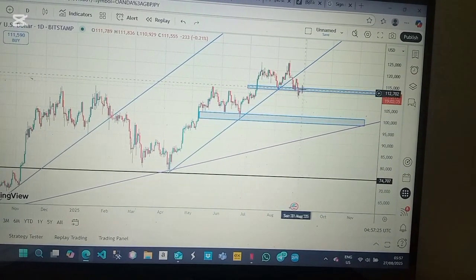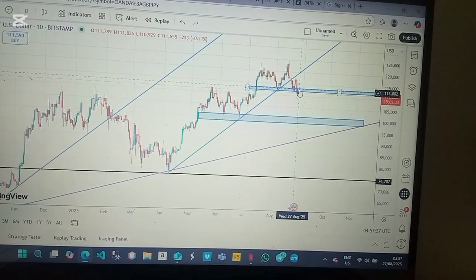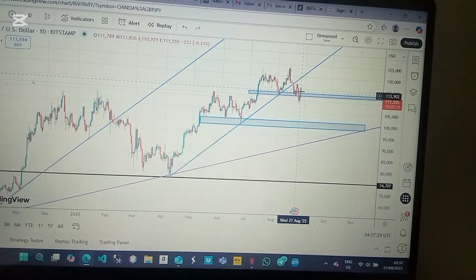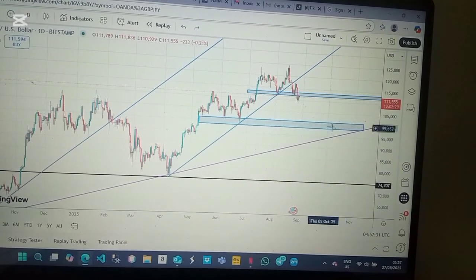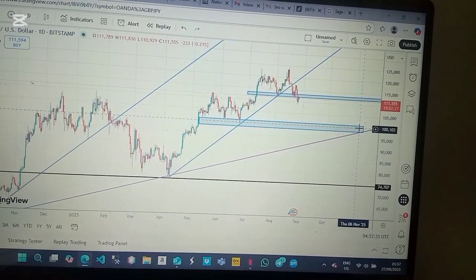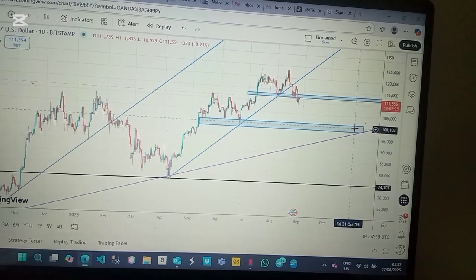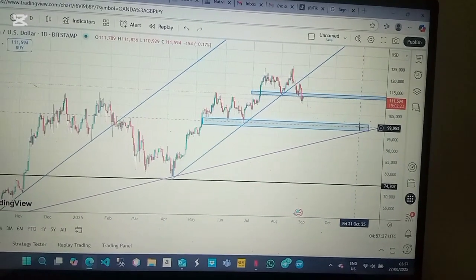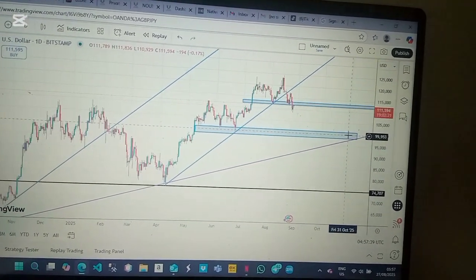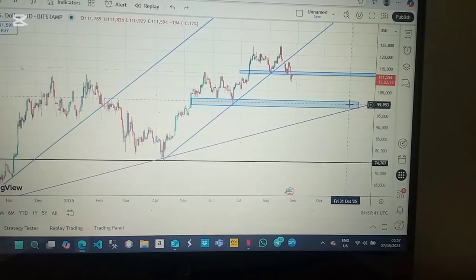I entered this trade. I put my stop loss just above this support that got broken, just above here, down to our 100k and 104k zone. So I think BTC is going to fall to that 100k, and then we'll keep going bullish. So let's see what happens.